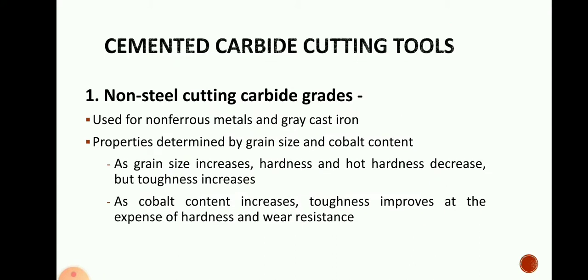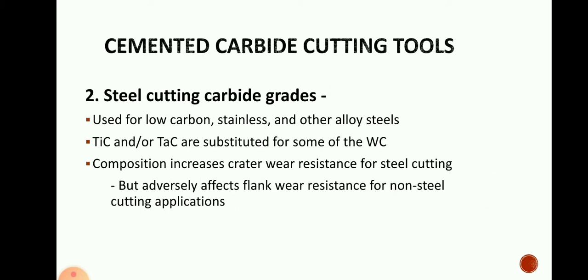Then cemented carbide cutting tools, we have categorized into two groups, that is non-steel cutting carbide grade tools and steel cutting carbide grade tools. Non-steel cutting carbide tools are used for non-ferrous metals and for gray cast irons. And steel cutting carbide tools are used for low carbon stainless steel and other alloys. The name itself suggests for which purpose they are used.